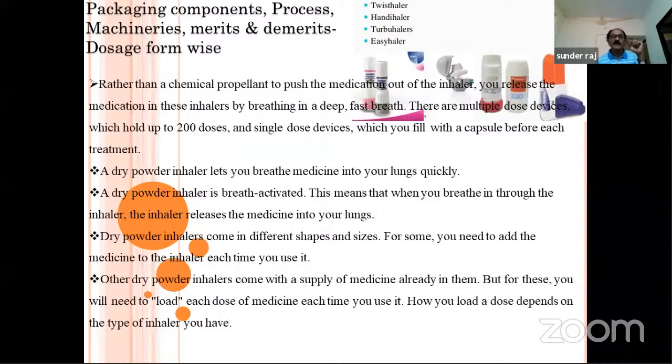A dry powder inhaler lets you breathe medicine into your lungs quickly. A dry powder inhaler is breath activated. This means that when you breathe through the inhaler, it releases the medicine into your lungs. Dry powder inhalers come in different shapes and sizes. For some, you need to add the medicine to the inhaler each time you use it, so every time you use it, you put in one capsule. Other dry powder inhalers come with a supply of medicine already in them, but you will need to load each dose each time you use it. How you load the dose depends on the particular inhaler.